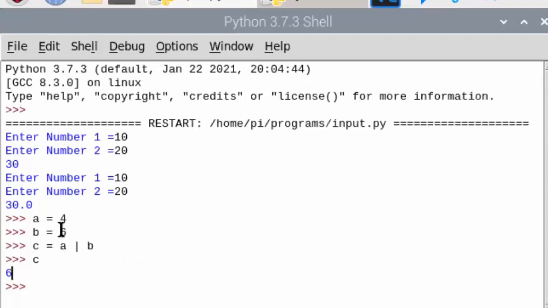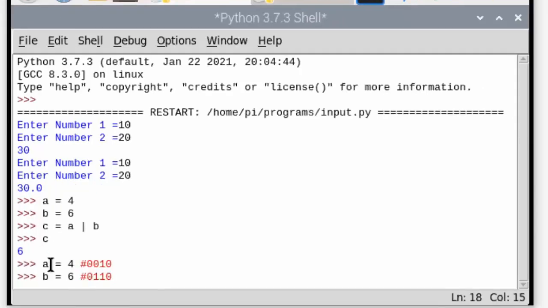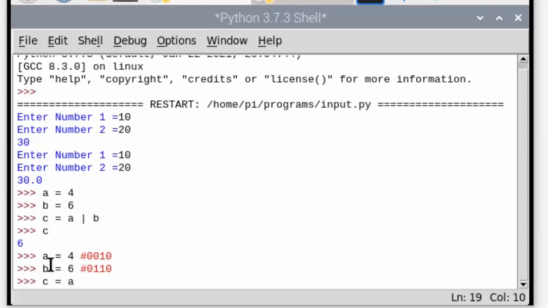Now this 4, again I'll write A equal to 4. I can represent 4 in binary as 0100. B equal to 6. B can be represented as 0110. I hope everybody knows how this binary representation works. Now if I write C equal to A or B, see what is happening. I'm sorry, I made a mistake over here. I cannot rectify it now, but I was supposed to write 0100 for A, and here B is 0110.